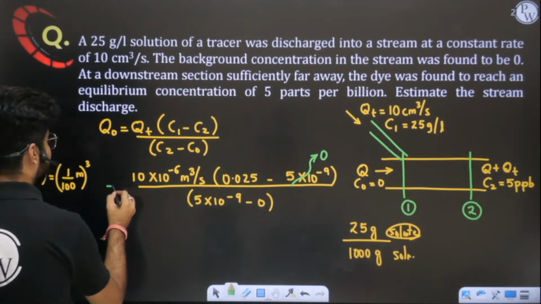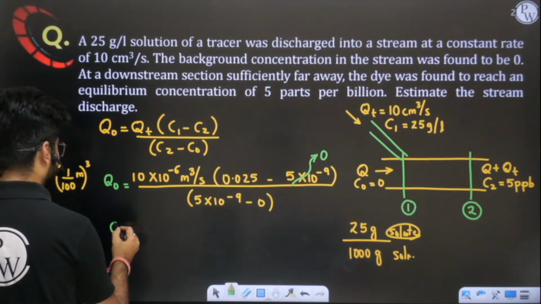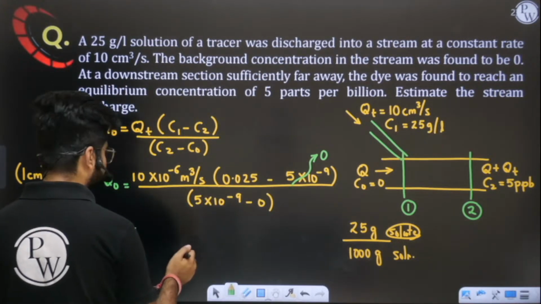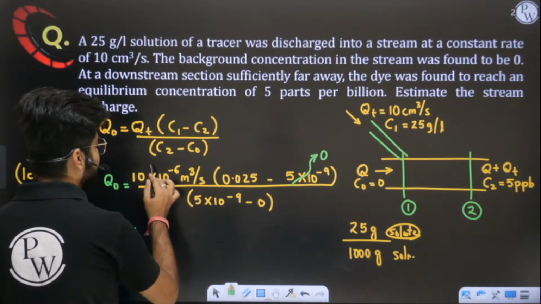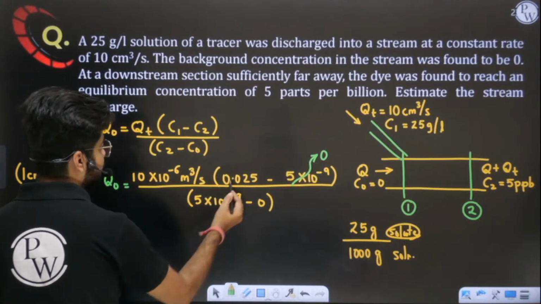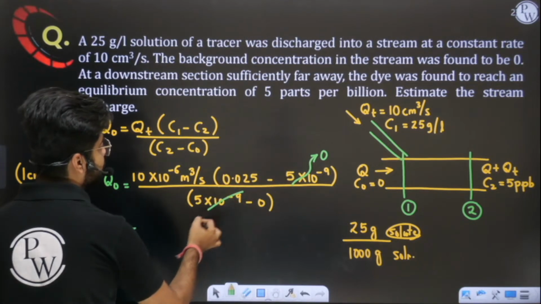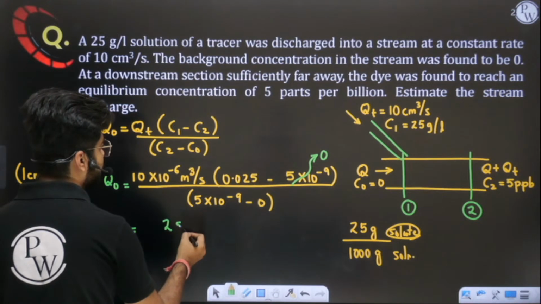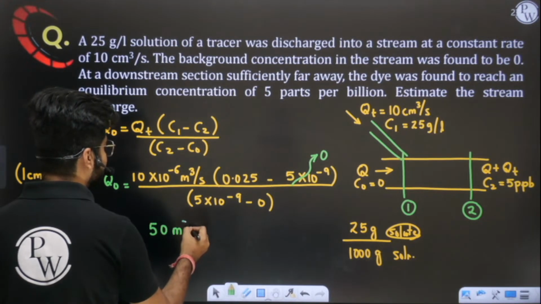So finally, Q naught will be this multiplied by this. This is 10 power minus 6, and this is 10 power minus 3, so 10 power minus 3 minus 6 is minus 9, which cancels out. Now 25 into 10 by 5: 25 into 10 is 250, divided by 5 it is 50. So finally what you are getting here is 50 meter cube per second.